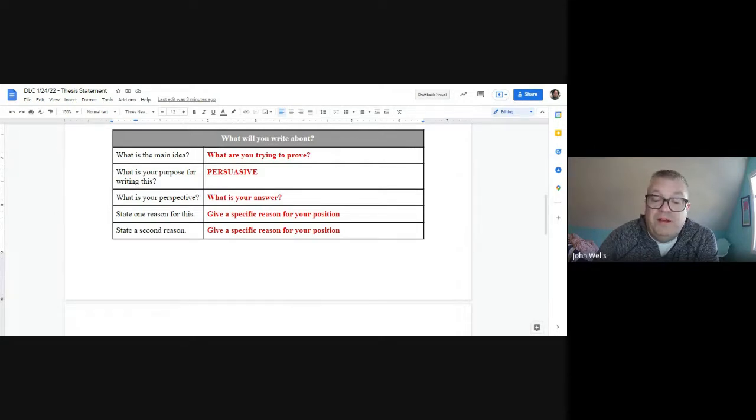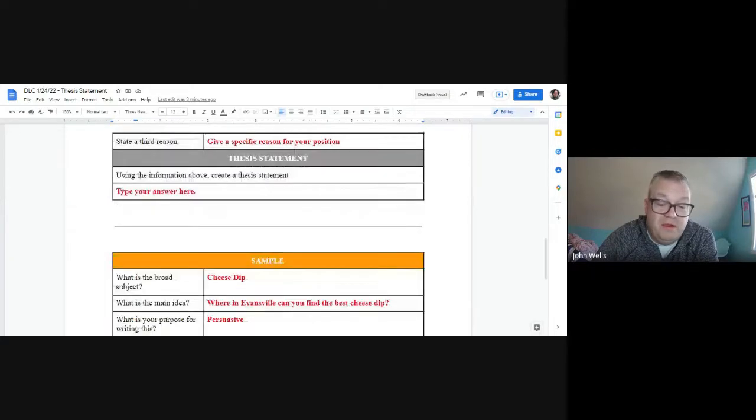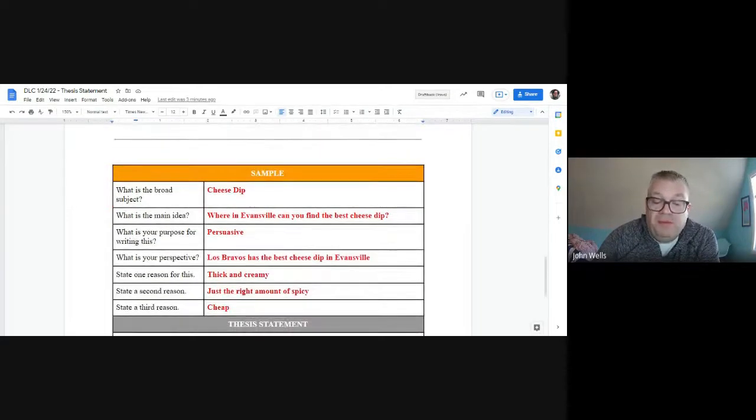And then what is your perspective? This is your take on it. This is where you stand. This is what you're trying to accomplish in your writing. We're going to bring in 3 reasons, and then we are going to take all those pieces and tie them together into a thesis statement. And again, you've done this before, so this shouldn't be very difficult. It's nothing new. I do have a sample down here that you can look at.